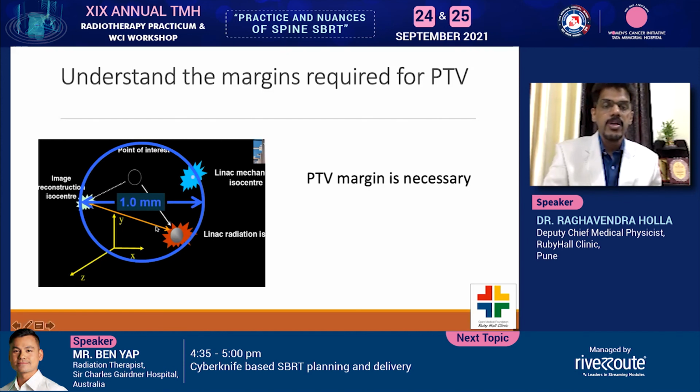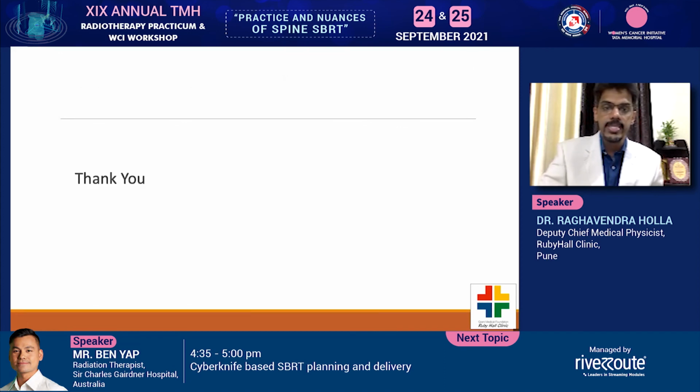One of the safest methodologies is to create a PTV and make sure that PTV margin is not less than about 1 millimeter all around, and treat the patients with that aspect, because we know that the uncertainty is always there with whatever technique we use in our linear accelerators.